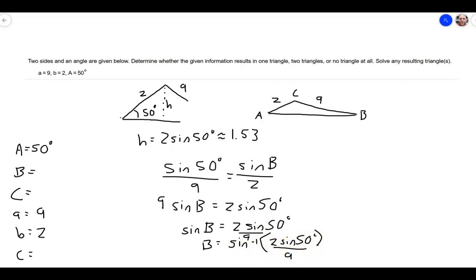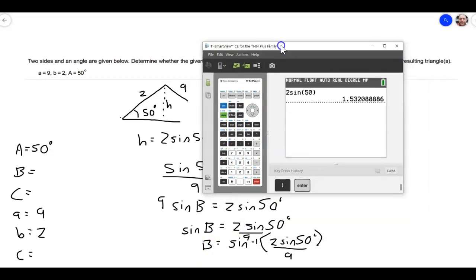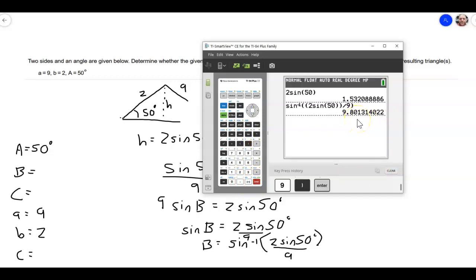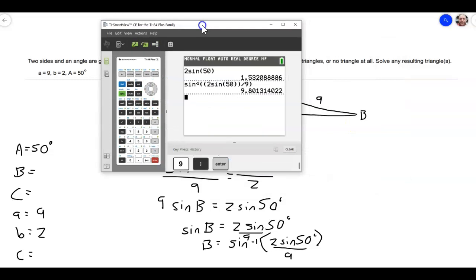All right, so I'm going to go to my calculator here and do second inverse sine, and I'm going to put this whole top in parentheses. So open parentheses, 2 sine 50 degrees, close parentheses for the numerator, then divide by 9, close parentheses, and I am going to get 9.80. The actual question asks you to do 2 decimal places.